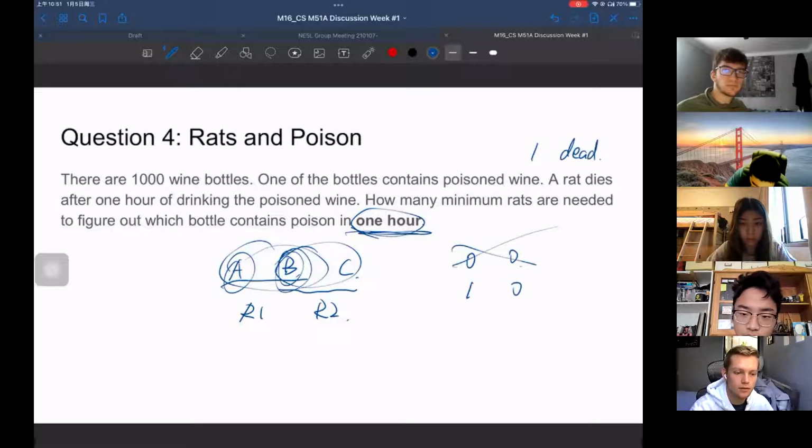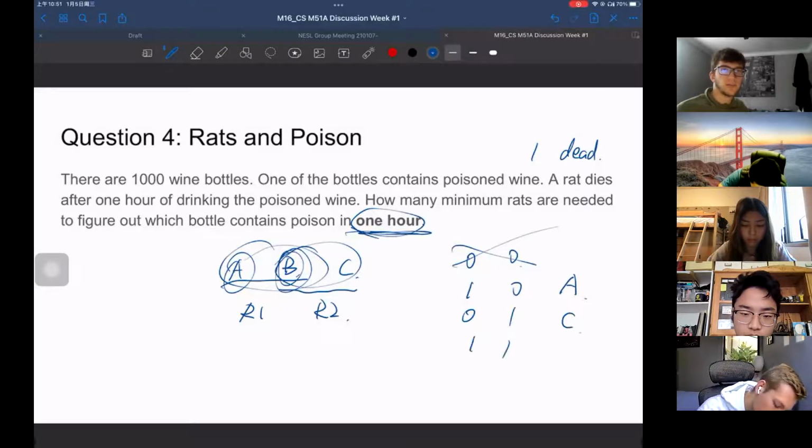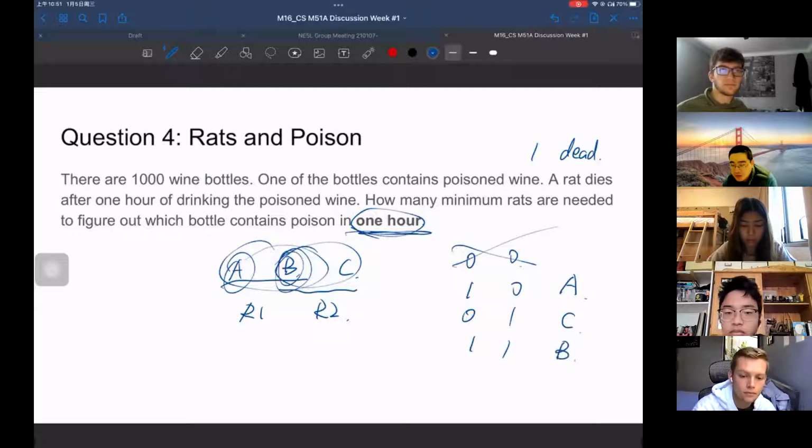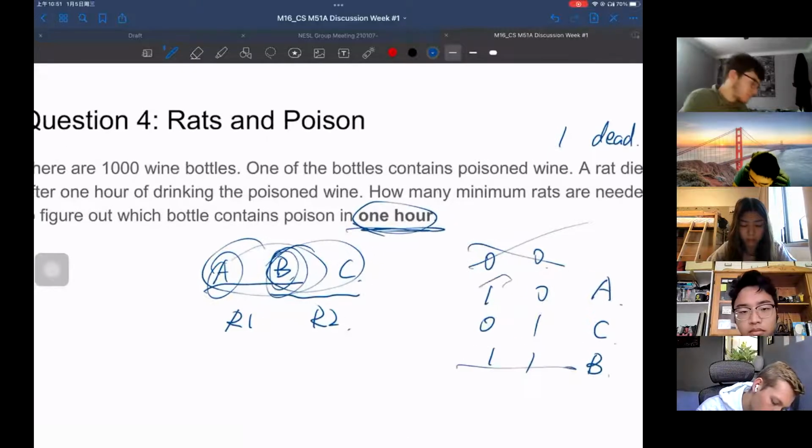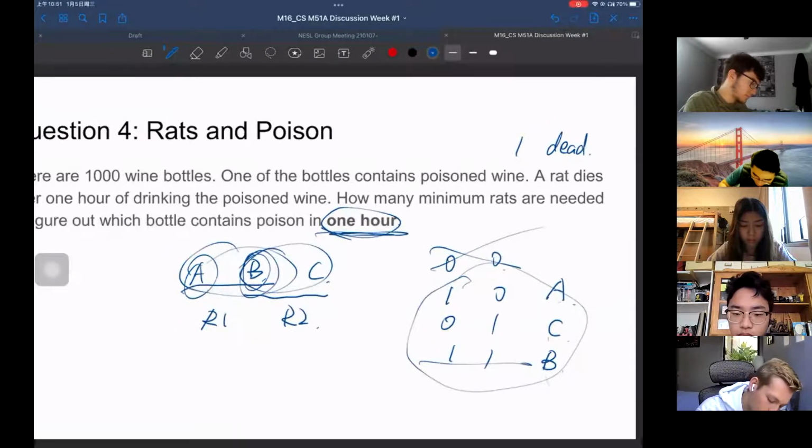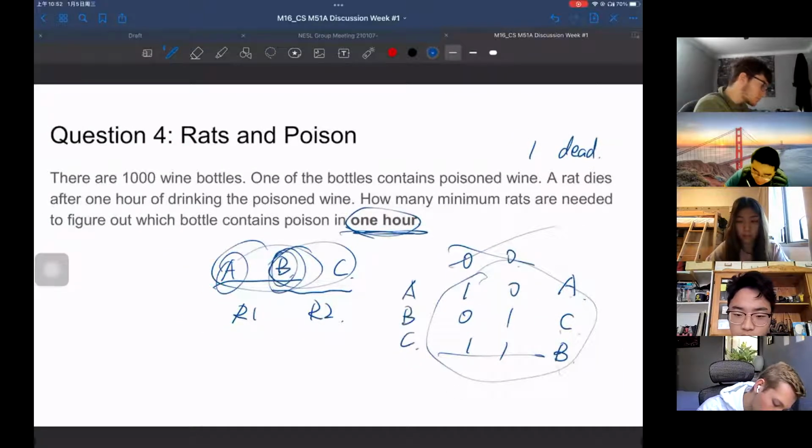One means death, okay. So R1 died and R2 is alive. Is that possible? Only if A is the poison bottle, right? So then we know A is the poison bottle. What about 0, 1? I think that indicates C is the bottle. Or 1, 1. Is that even possible? Oh yes, that's possible, because B was drunk by both. You can see we are doing this kind of encoding for the bottles. Does it ring a bell?